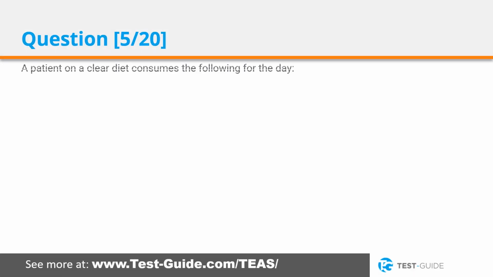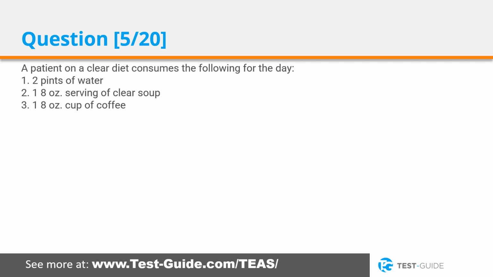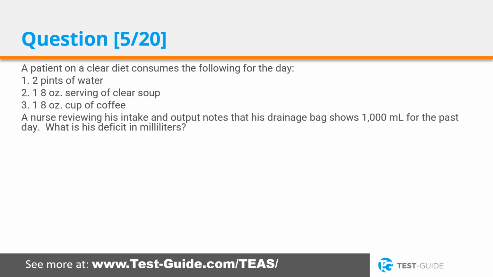Question 5. A patient on a clear diet consumes the following for the day: 2 pints of water, 1 8-ounce serving of clear soup, 1 8-ounce cup of coffee. A nurse reviewing his intake and output notes that his drainage bag shows 1,000 milliliters for the past day. What is his deficit in milliliters? 400 milliliters, 40 milliliters, 440 milliliters, 560 milliliters.